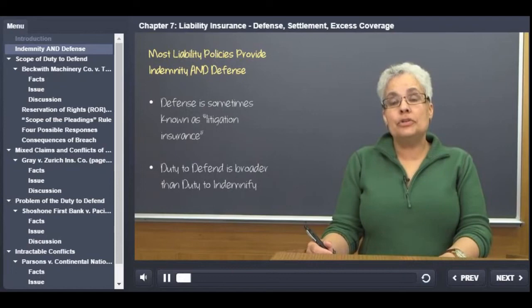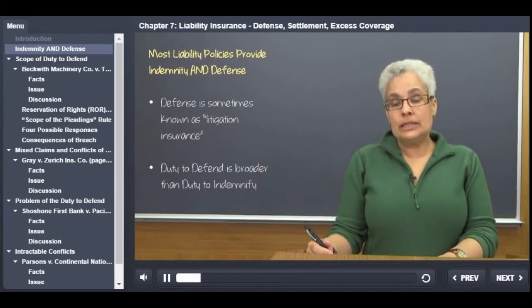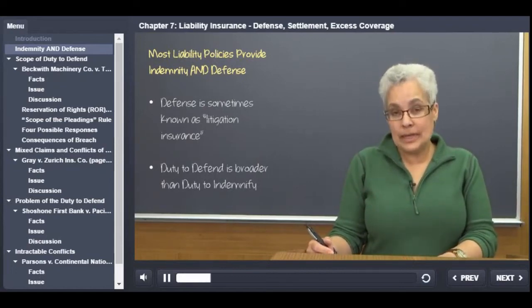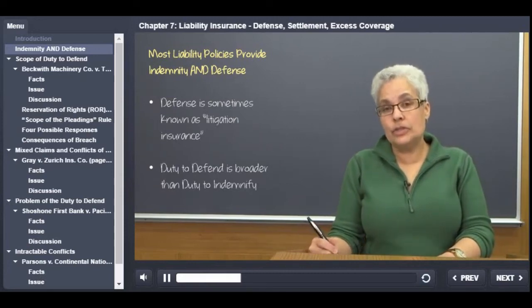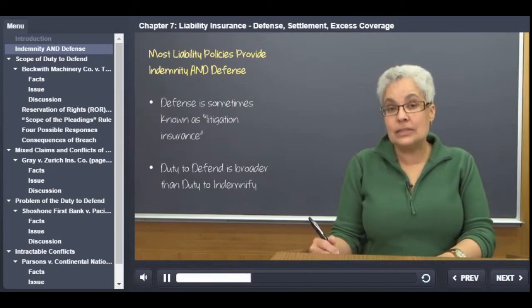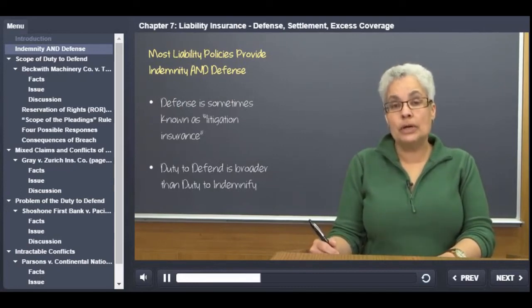Most liability insurance policies contain provisions providing for indemnification of the insured as well as defense of the insured. We're going to be focusing in this chapter on the defense of the insured for the most part.